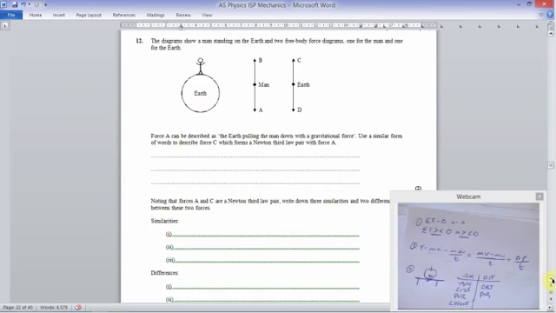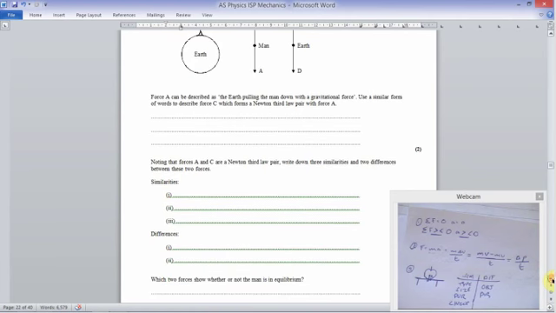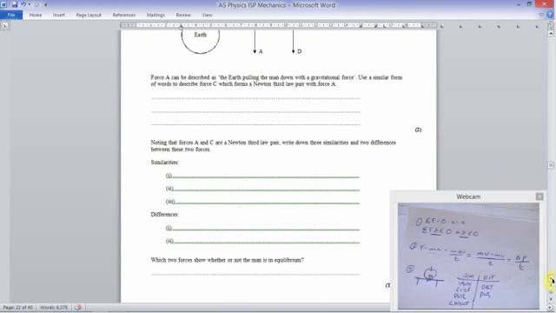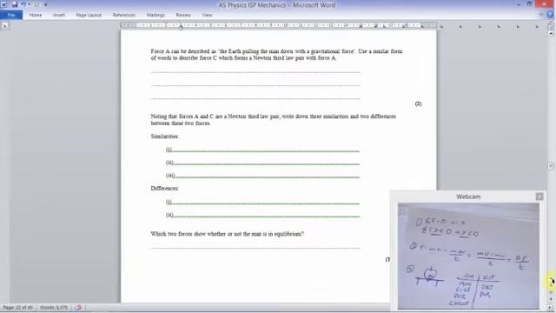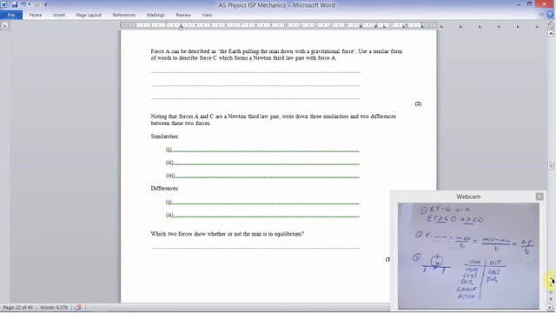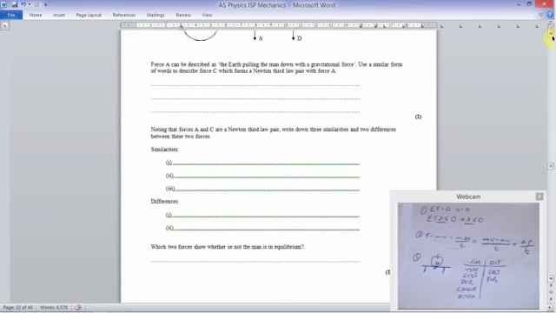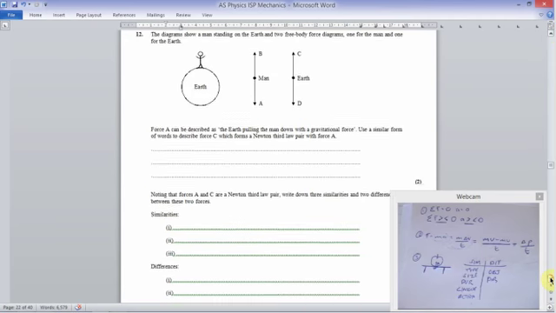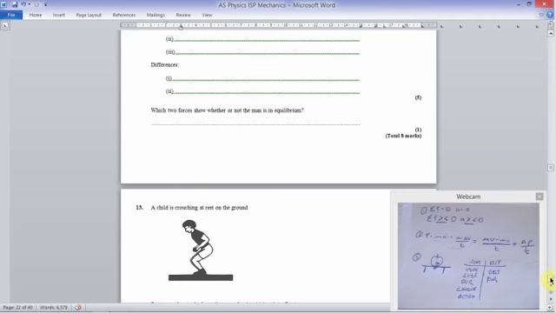Noting that force A and C are Newton's third law pair, write down three similarities and two differences between these forces. Straightforward over here. Let's work through those again. So similarities: type of force, size of force, duration of force, or line of action of force. Differences: different objects, different directions. Which two forces show whether or not the man is at equilibrium? Okay, so we just want the forces acting on the man at that point. So that's A and B, or B and A, whichever way around you put them.